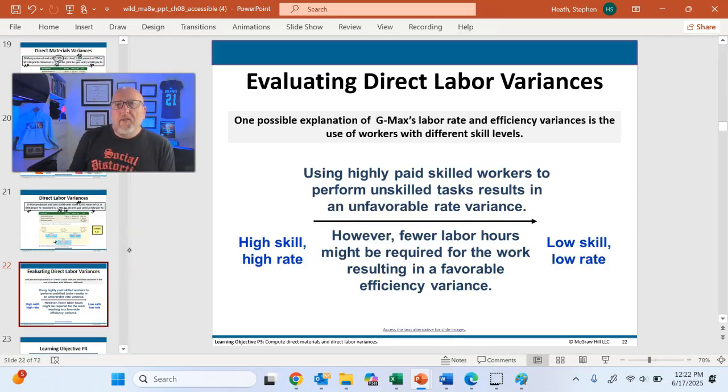One possible explanation, using high quality paid skilled workers to perform unskilled tasks results in unfavorable rate variance. However, fewer labor hours might be required for the work, resulting in favorable efficiency variance. Fair enough.